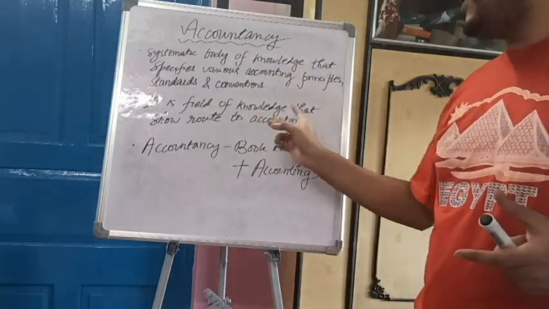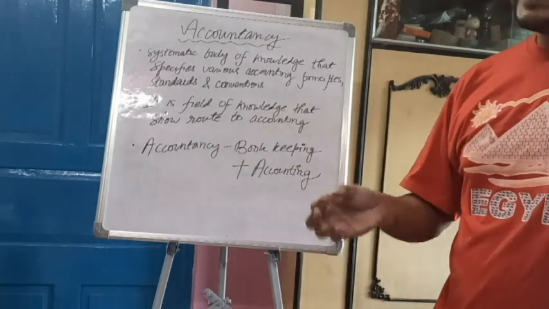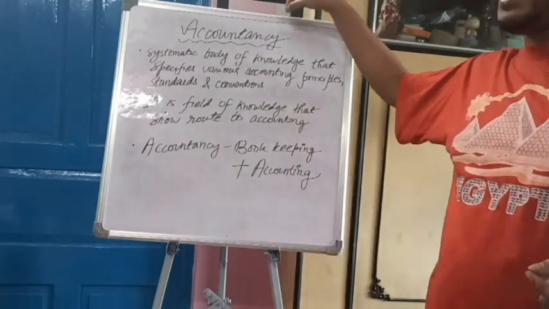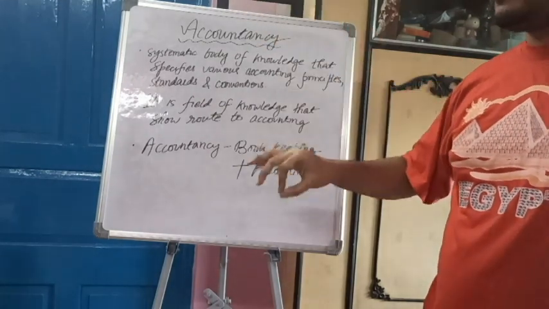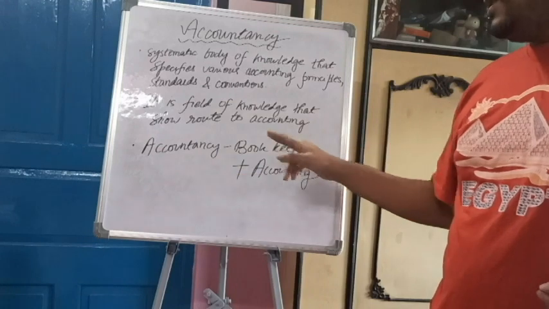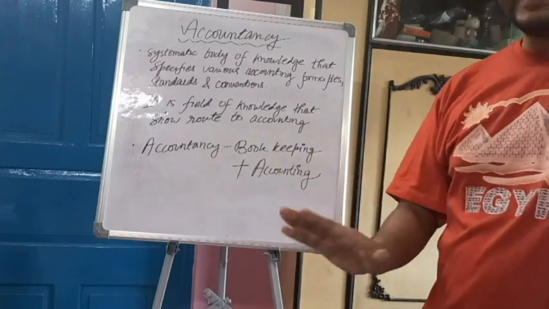It is a field of knowledge that shows the route to accounting. That means how accounting would be done. That is based upon accountancy. And accountancy is what? The rules. The rules governing the accounting. And accountancy is basically bookkeeping plus accounting. That is what we know as accountancy.